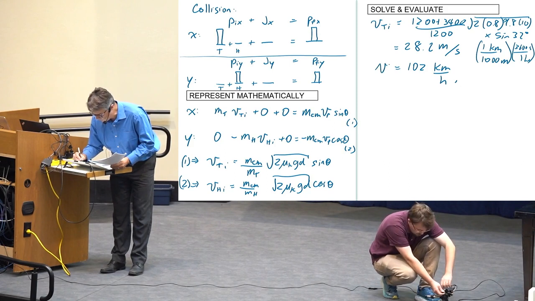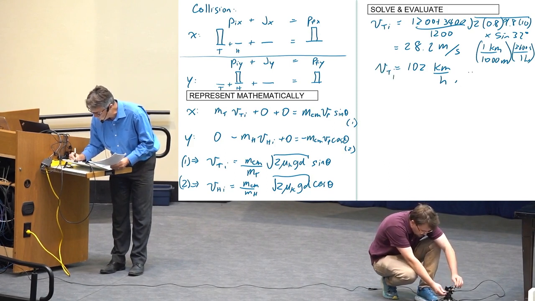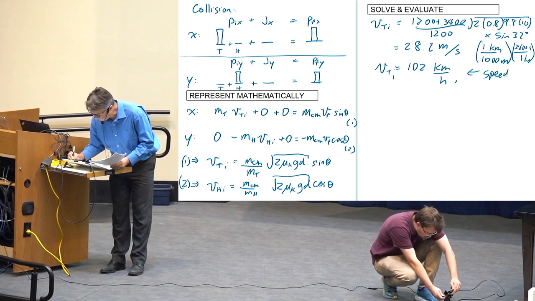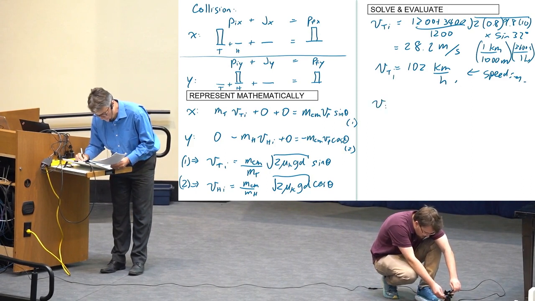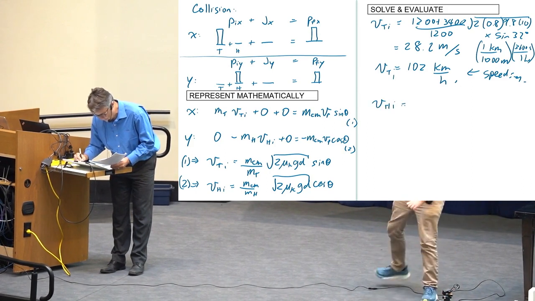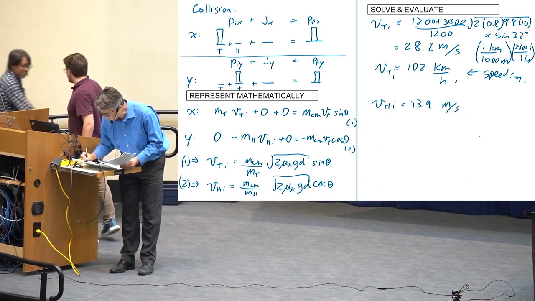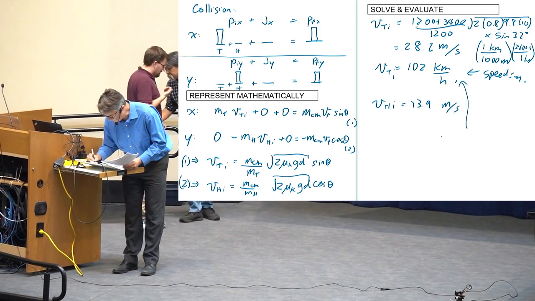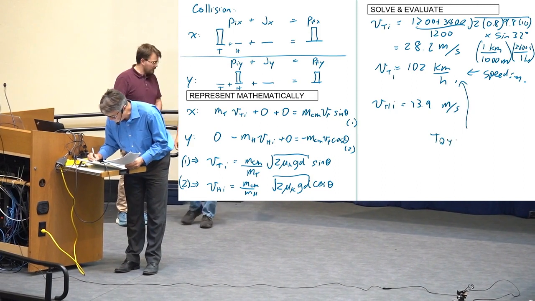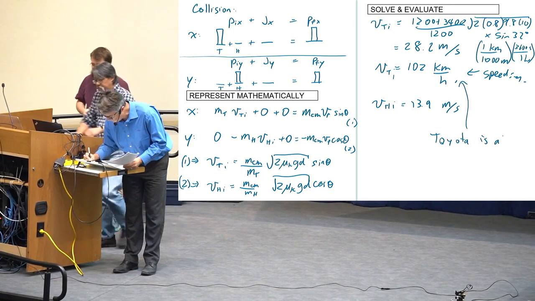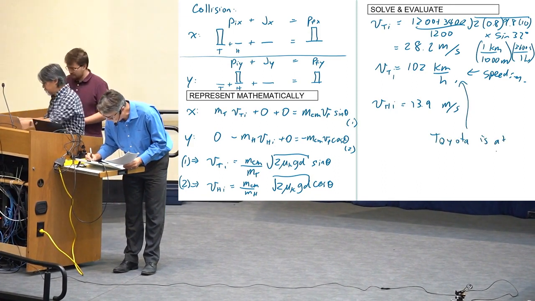And it's a 50 zone. So that's speeding. And also the v of the Hummer initial, I think, equals 13.9 meters per second. And so I think what's going on here is that the Toyota is at fault. He was really, really speeding.